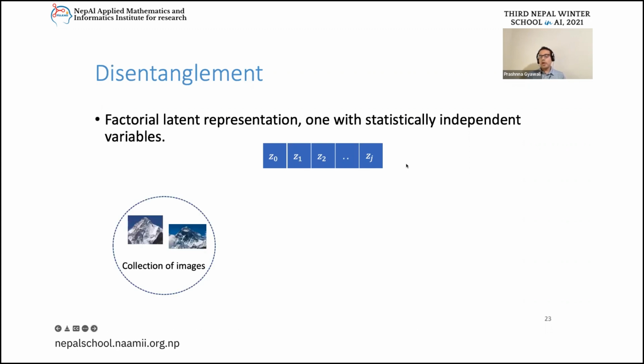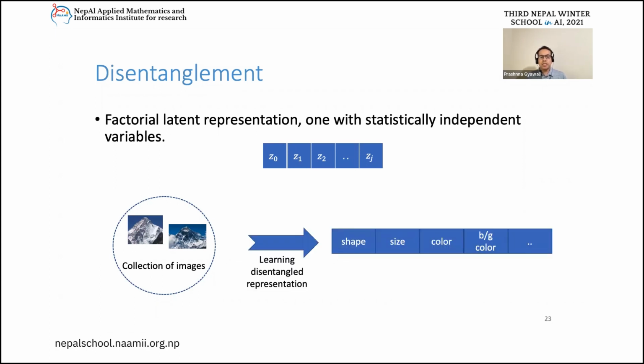If we go back to our earlier discussion on generative modeling, where we started with this collection of images of mountains, our ability to learn a disentangled representation would mean that the attributes that give rise to the mountain are captured in each latent unit. So if I wanted a generative model with, let's say, a 5-dimensional latent vector, then my first latent unit would be capturing the shape, then size, color, and background color.